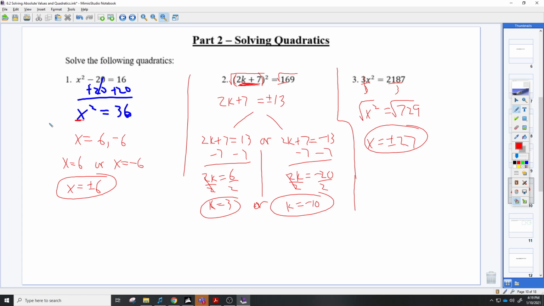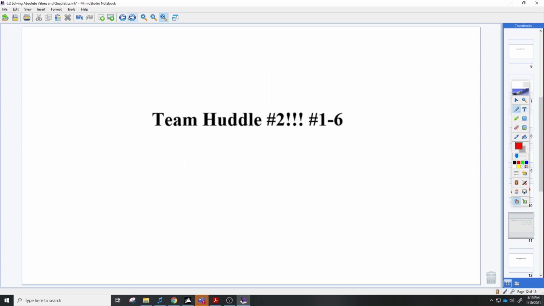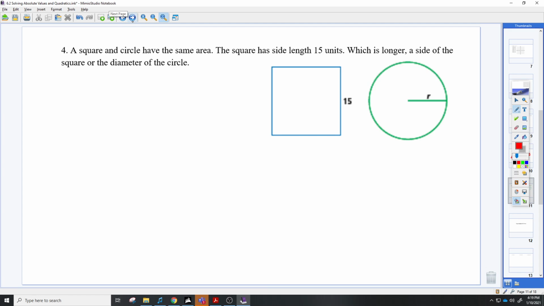So with these ones, quadratics, two answers, just like the absolute value. We have one more to do, and then we're done. And the rest of the huddle and mastery is left up to you to try. Number 4, little word problem.